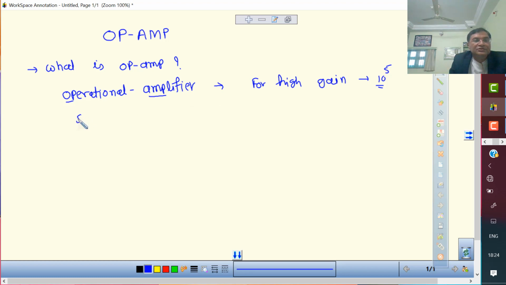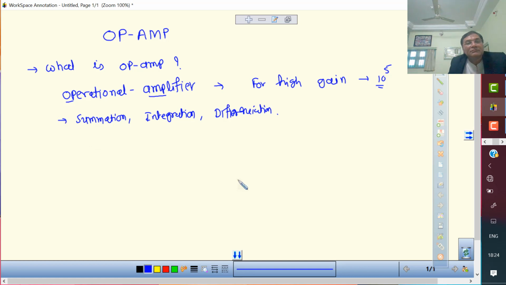like summation, integration, differentiation, so it performs mathematical operations, so the word used is operational amplifier.